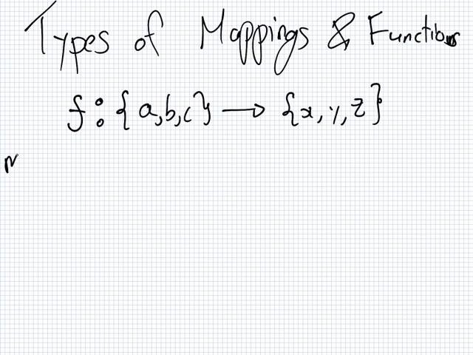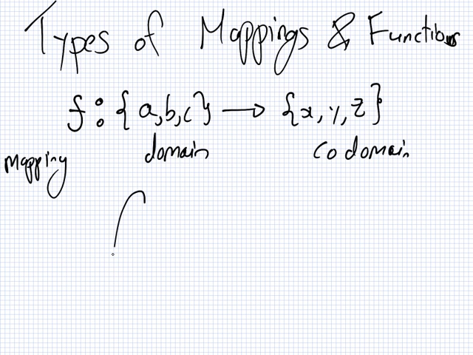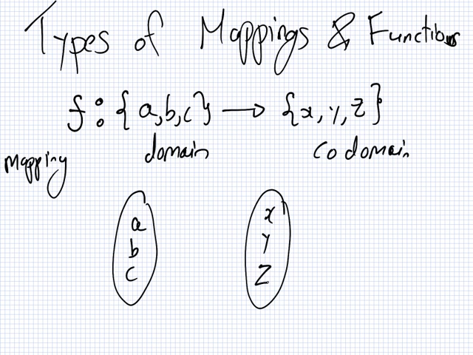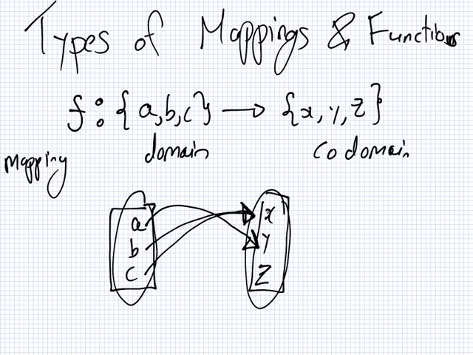So this is called a mapping. This set is called the domain, and this set is called the codomain. And you can represent it on a diagram. This is ABC, this is XYZ, and for example, maybe my f takes A and gives me Y, it takes C and gives me X, and it takes B and it gives me X as well. This is called the domain, this is called the codomain, and this part here is called the range.